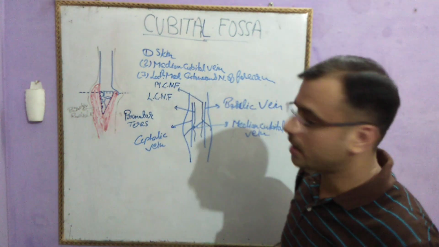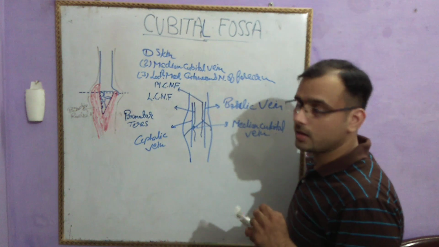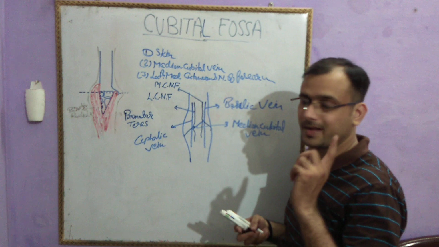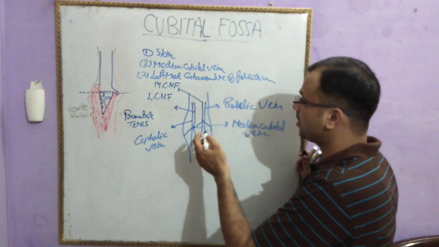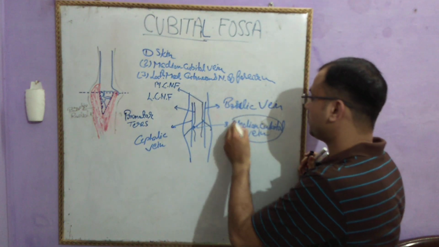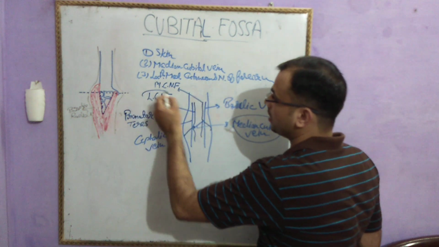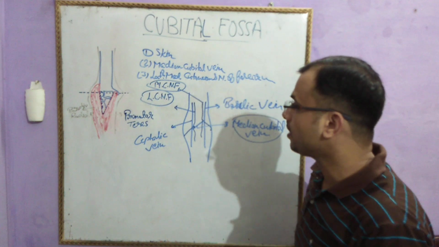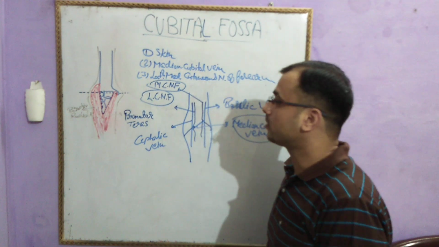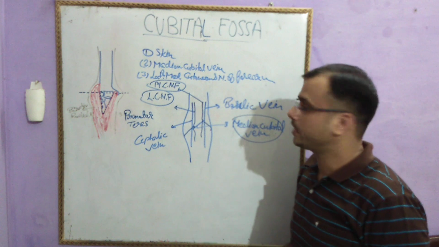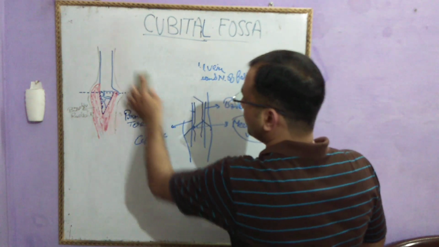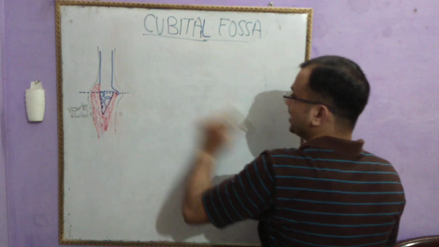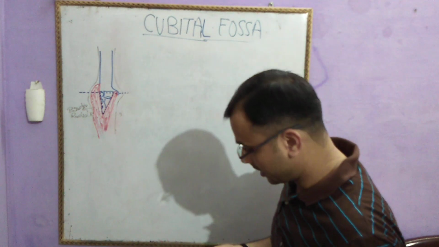If we talk about the roof of the cubital fossa, it is formed by the skin, superficial fascia containing the median cubital vein, and the lateral and medial cutaneous nerve of the forearm. Now we will talk about the floor of the cubital fossa. The floor of the cubital fossa is formed by two muscles, the brachialis and supinator.